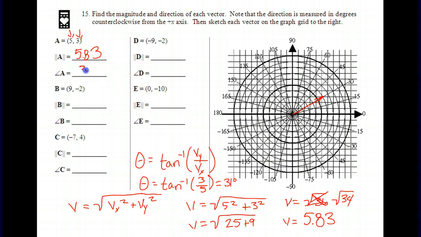So we would measure that from the positive x-axis. Now, I think your directions here are a little confusing when doing the angle. It says note the direction is measured in degrees counterclockwise from the x-axis. It should be, yeah, that should be correct. So we're gonna go counterclockwise, 31 degrees right there. So make sure that you go that 31 degrees from that point.